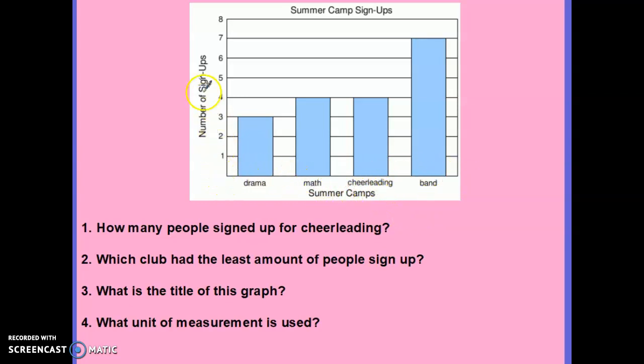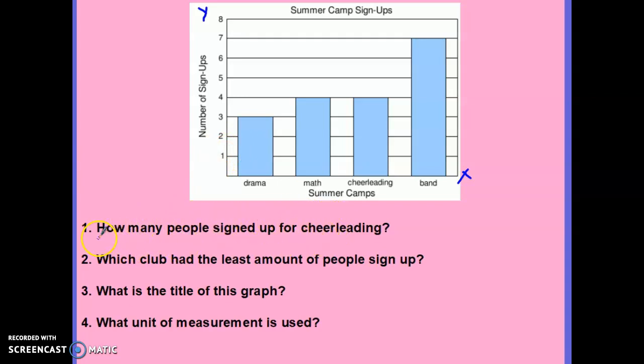And over here on the left, on my y-axis, because we have our y and our x-axis, I know on my y-axis it says those are the number of sign-ups. So that tells me these are the number of people that signed up for each of these different summer camps. So now that I have a little bit better of an understanding of what this graph is talking about, I can answer my questions. How many people signed up for cheerleading?